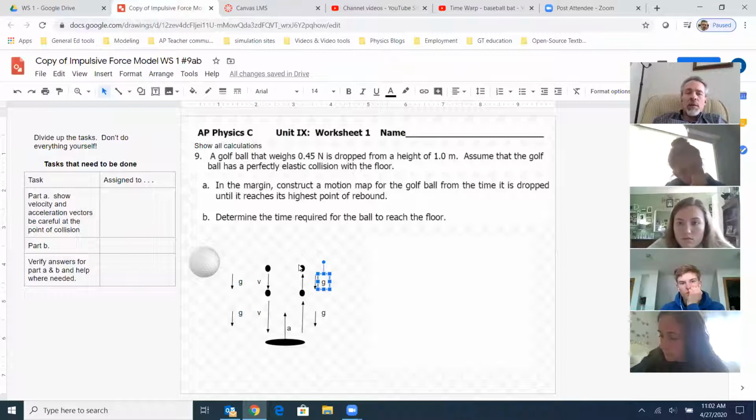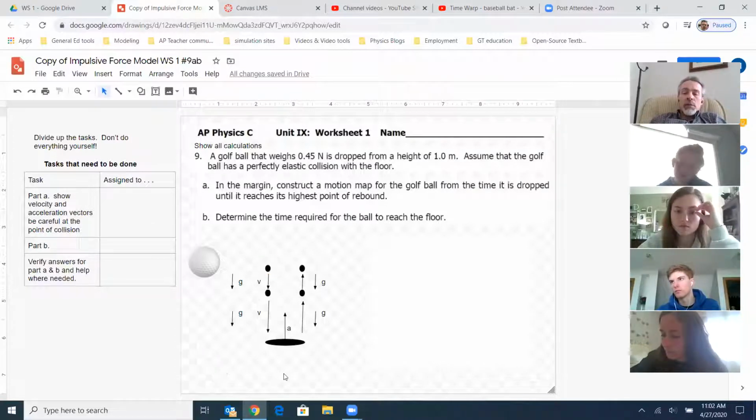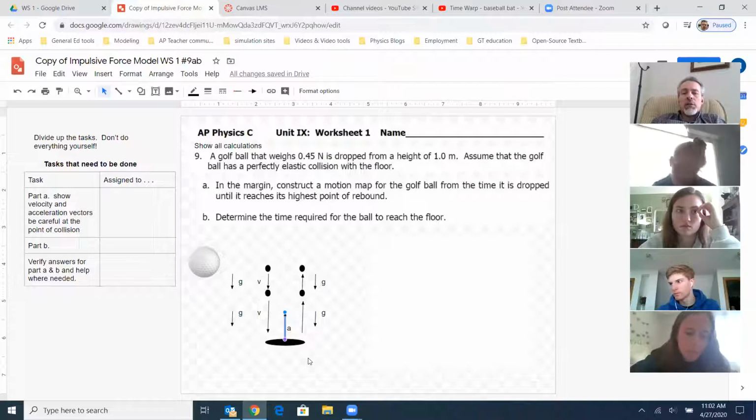It goes back up the same height because we're saying it's an elastic collision, which means kinetic energy is conserved, which means it goes up to the same height. The thing I really wanted to point out, that's why I wanted you to take some time to draw this, is that right at the bottom, there is an acceleration that is actually upward. And that is causing this impulse. So there's some force on it at the bottom that causes the impulse.